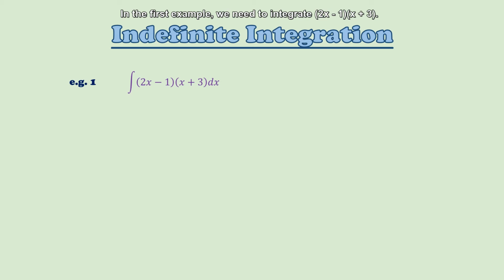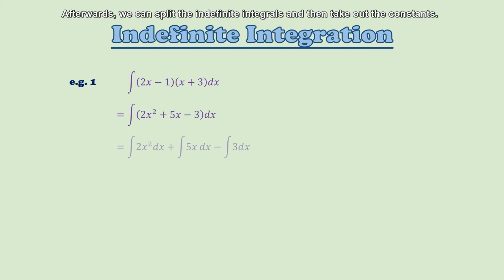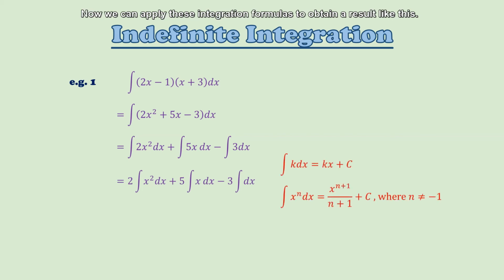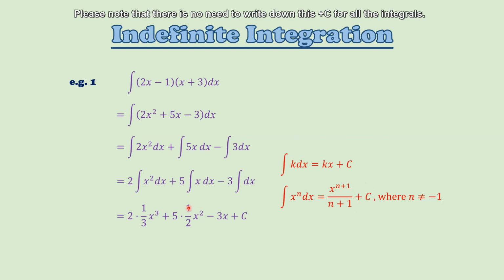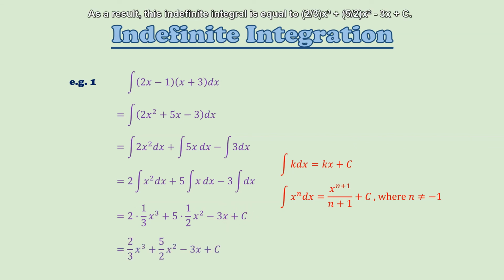In the first example, we need to integrate 2x minus 1 times x plus 3. Please note that we have product rule in differentiation, but we have no product rule in integration. Therefore, we have no choice and we must expand everything. Afterwards, we can split the indefinite integrals and then take out the constants. Now we can apply these integration formulas to obtain a result like this. Please note that there is no need to write down this plus c for all the integrals. We just need to write down the plus c at the end. As a result, this indefinite integral is equal to 2 over 3 times x cubed plus 5 over 2 times x squared minus 3x plus c.